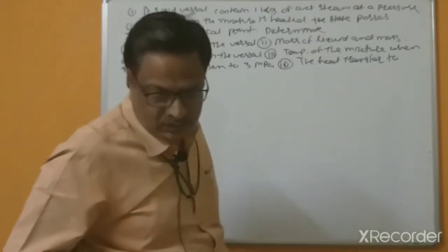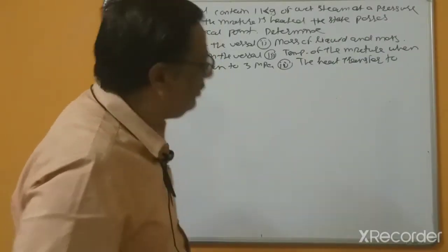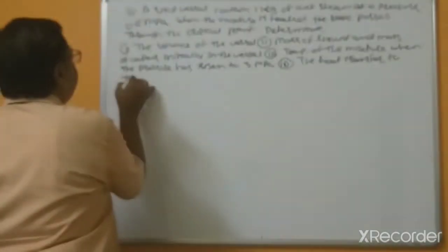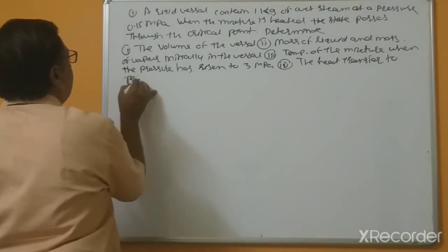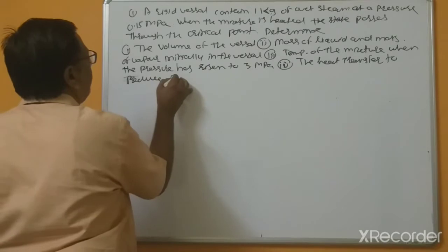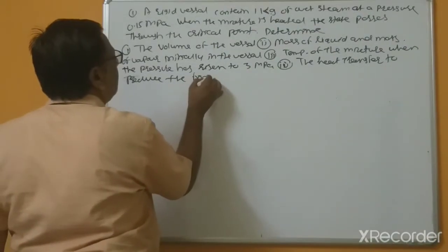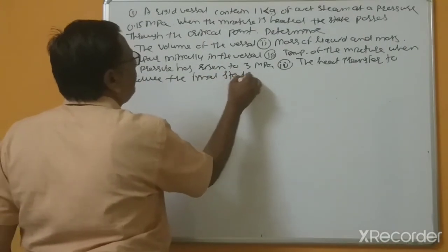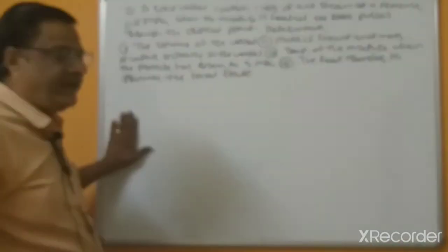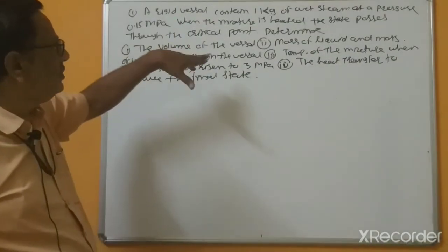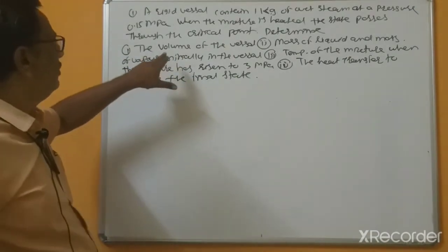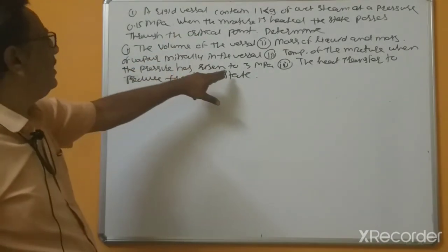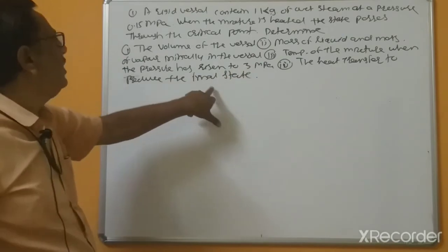to produce the final state. So here there are three states. One is at 0.15 megapascals, that is the initial. After that it is 3 megapascals, and the final state is at the critical point.